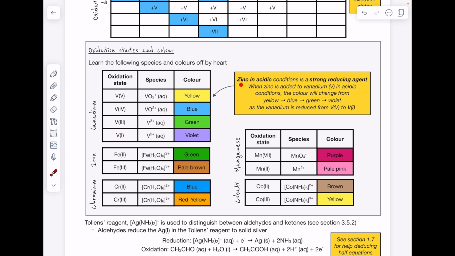One thing to be aware of is that zinc in acidic conditions is a strong reducing agent, and that when zinc is added to vanadium 5 in acidic conditions, the colour change will go from yellow to blue to green to violet. So tracking down these various colours here, that's because the vanadium is being reduced from vanadium 5 all the way down to vanadium 2.